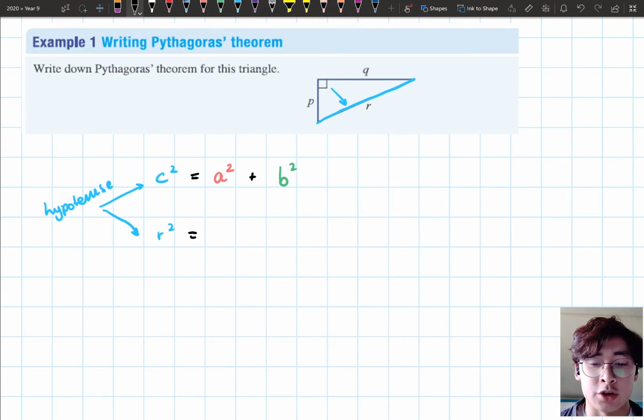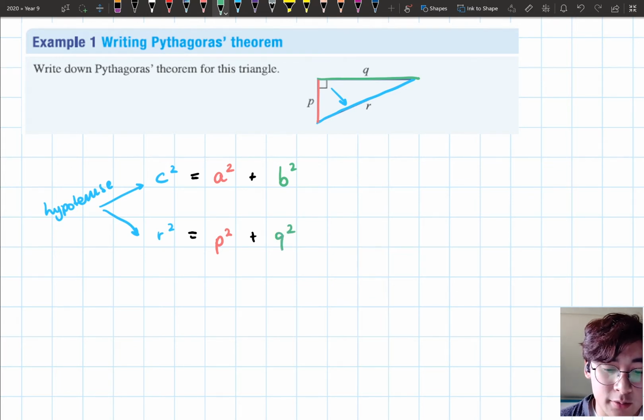R squared is equal to, well, what's A and B? A and B are the lengths of the 2 shorter sides. As I said before, it doesn't matter which one is A and which one is B, as long as they're the 2 shorter lengths of my right angle triangle, that's all that matters here. So I'll just call P A and Q B. So instead of writing A squared, I'm going to write P squared plus, instead of writing B squared, I'm going to write Q squared.